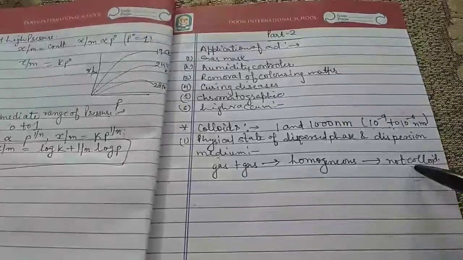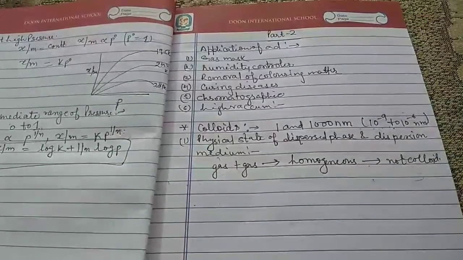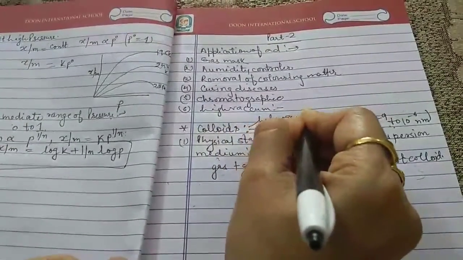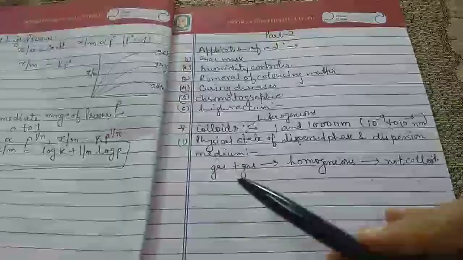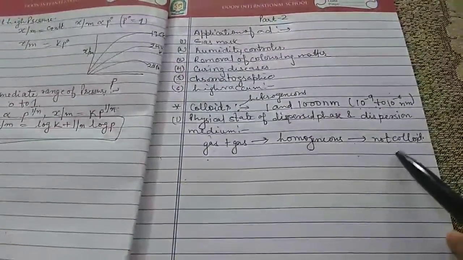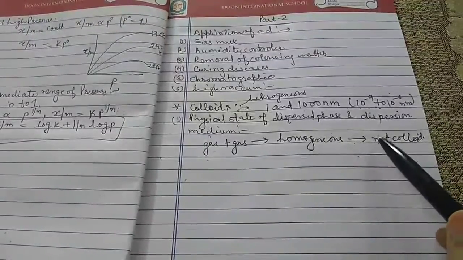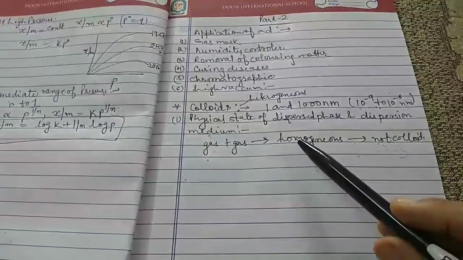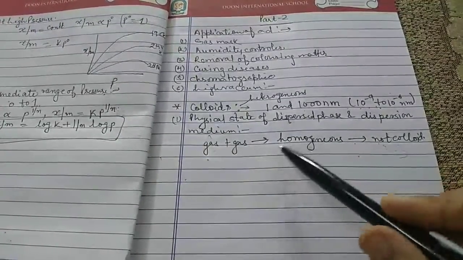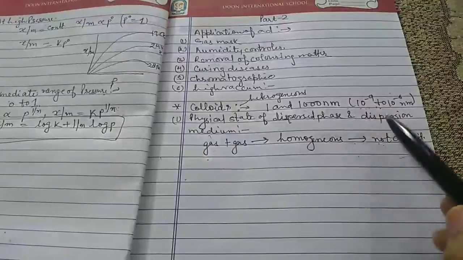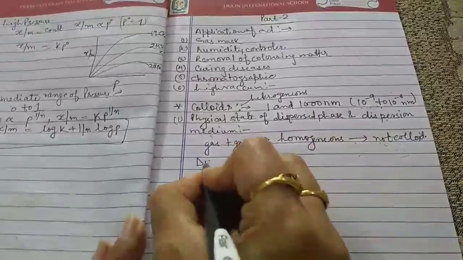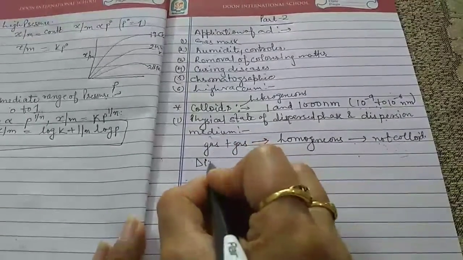It is not a part of the colloidal system, because we have already discussed that colloidal particles are heterogeneous. But when a gas is mixed with another gas, it gives a homogeneous mixture, so it is not part of a colloidal system. We have a list of how many types of colloidal solution are formed on the basis of the dispersed phase and the dispersion medium. So let us discuss a few examples.